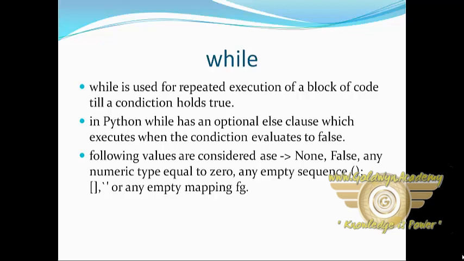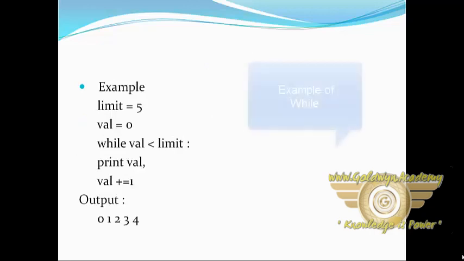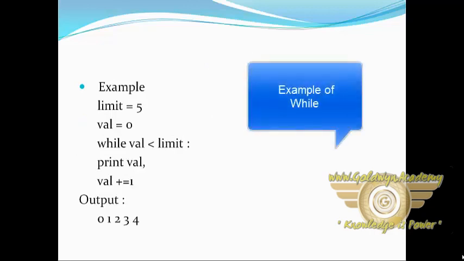Following values are considered as false: None, False, any numeric type equal to 0, any empty sequence or any empty mapping. Like example, limit is equal to 5, value is equal to 0, then put a condition while val less than limit and colon, then print val. Val is equal to val plus 1, so our output is 0, 1, 2, 3 and 4.